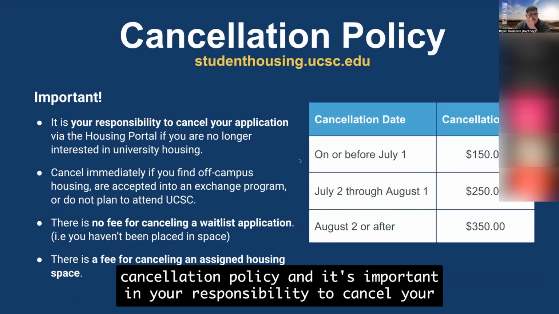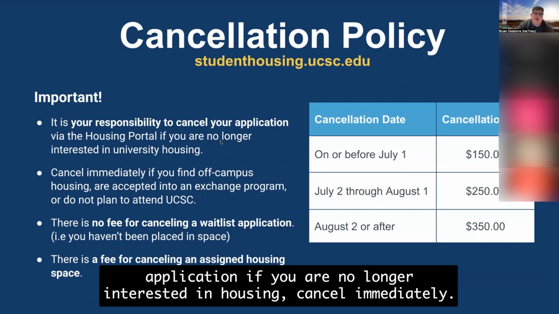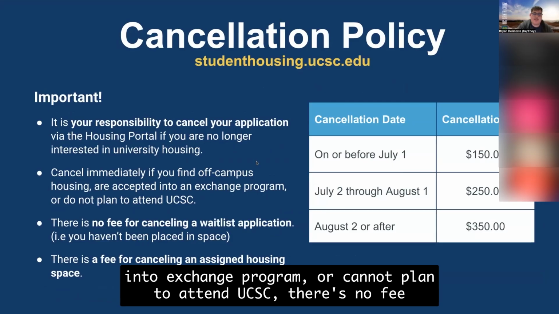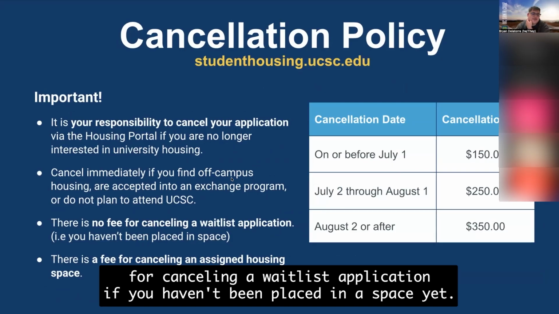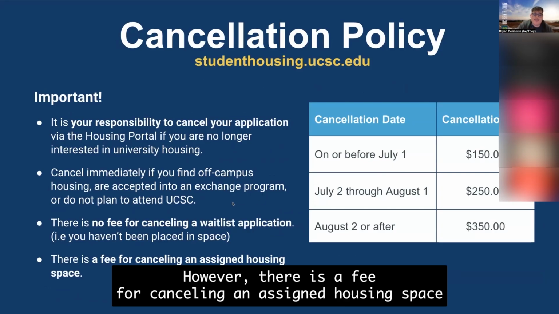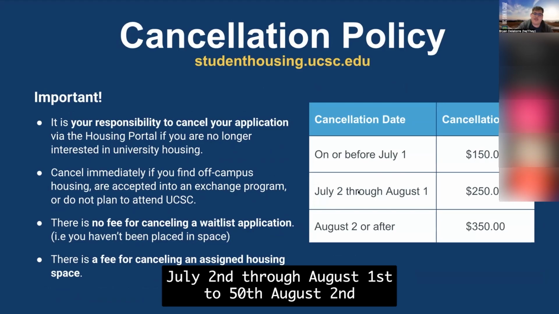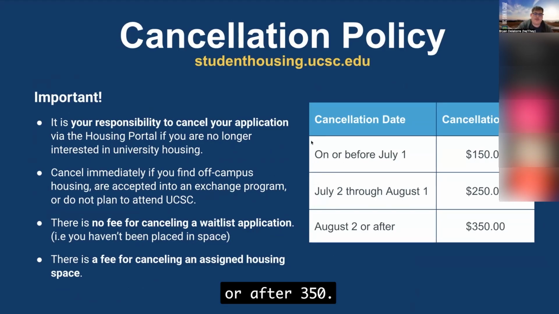So the cancellation policy: it's important and your responsibility to cancel your application if you are no longer interested in housing. Cancel immediately if you find off-campus housing, are accepted into an exchange program, or do not plan to attend UCSC. There is no fee for canceling a waitlist application if you haven't been placed in a space yet. However, there is a fee for canceling an assigned housing space. If you cancel on or before July 1st, it's $150; July 2nd through August 1st, $250; August 2nd or after, $350.